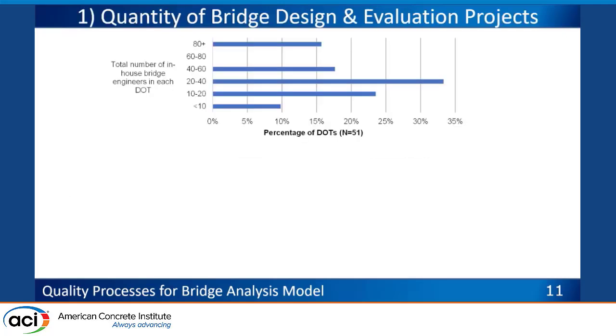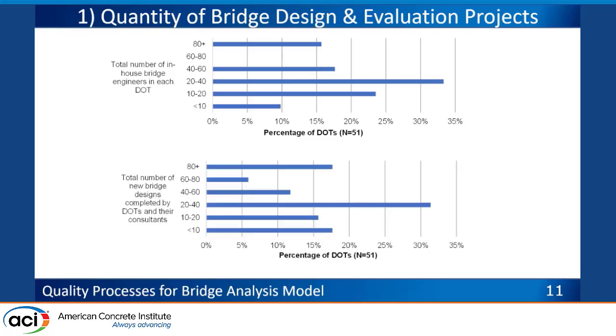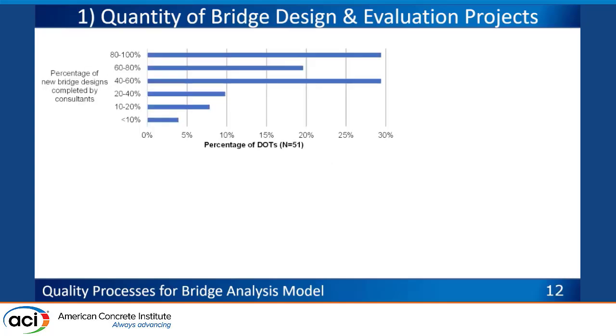conduct. So let's look at the total number of engineers working for state DOTs. This involves 51 DOTs, completely national results. You can see it's all over the place, but 20 to 40 engineers represent the most represented numbers. You can see how many new bridge designs are undertaken by each DOT. You can see again 20 to 40 new bridges designed by each state every year, generally.